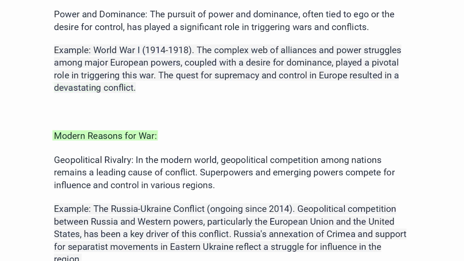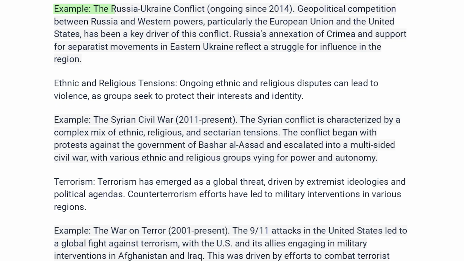Modern reasons for war. Geopolitical rivalry. In the modern world, geopolitical competition among nations remains a leading cause of conflict. Superpowers and emerging powers compete for influence and control in various regions. Example: the Russia-Ukraine conflict, ongoing since 2014. Geopolitical competition between Russia and Western powers, particularly the European Union and the United States, has been a key driver of this conflict. Russia's annexation of Crimea and support for separatist movements in eastern Ukraine reflect a struggle for influence in the region.